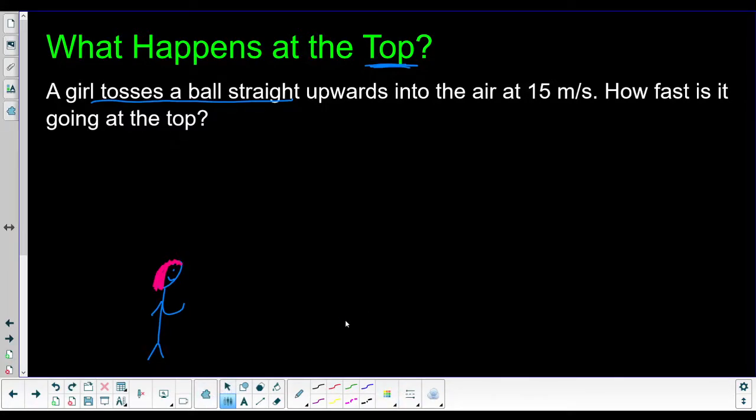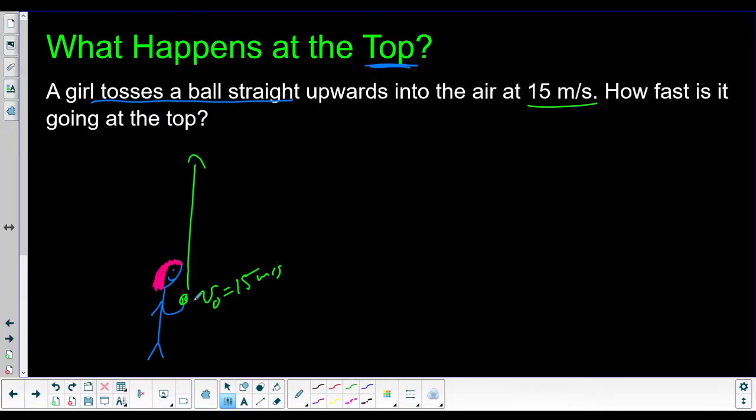All right, so this girl takes this tennis ball, because I like tennis. And she's going to throw the tennis ball up, and the initial velocity is going to be 15 meters per second.